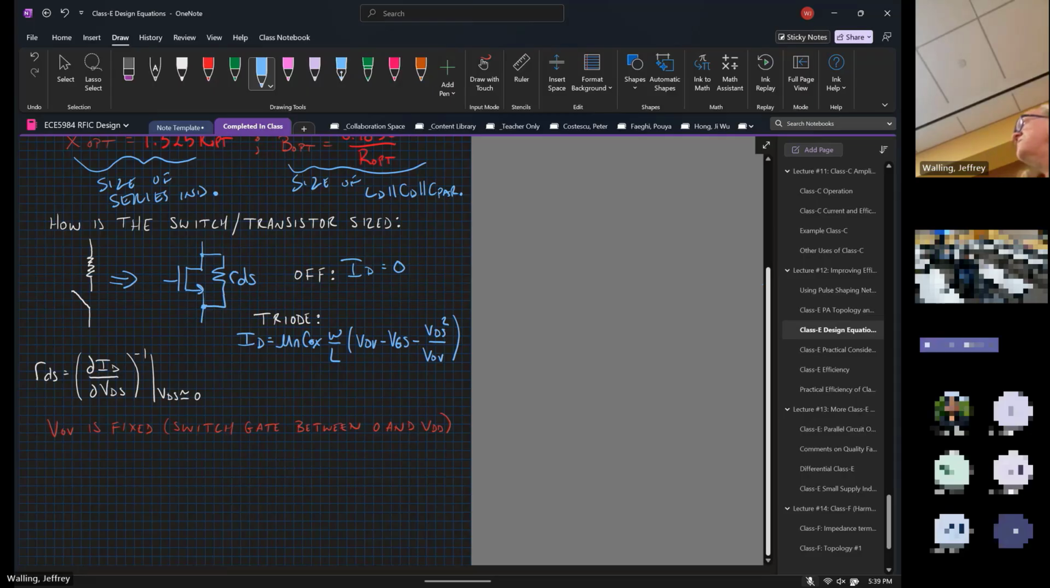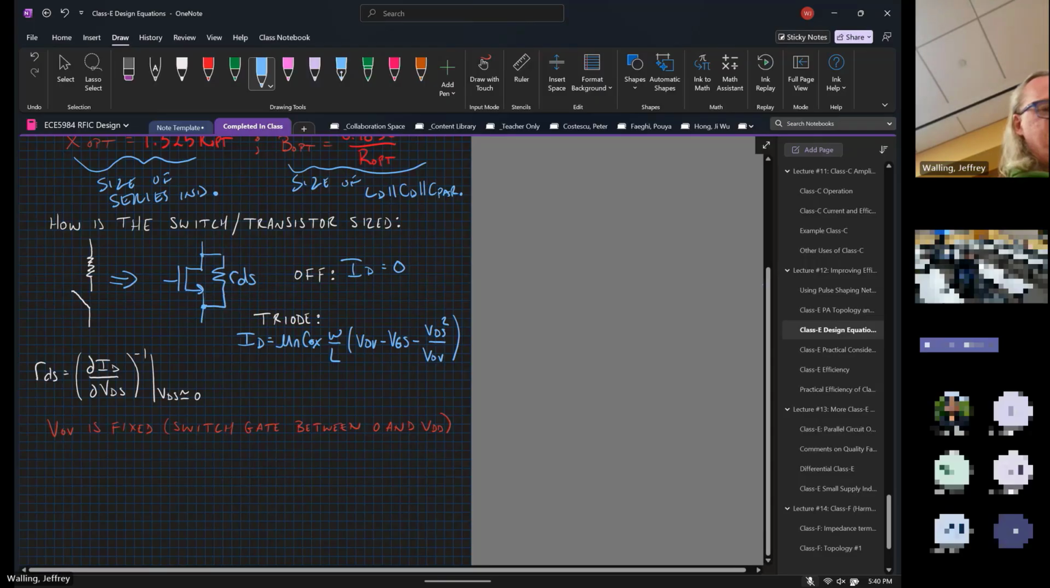RDS is equal to the inverse of the partial derivative of the current with respect to the drain to source voltage when the drain to source voltage approaches 0. And so we can say that RDS is equal to 1 over mu n C ox times W over L times VOV. Okay.